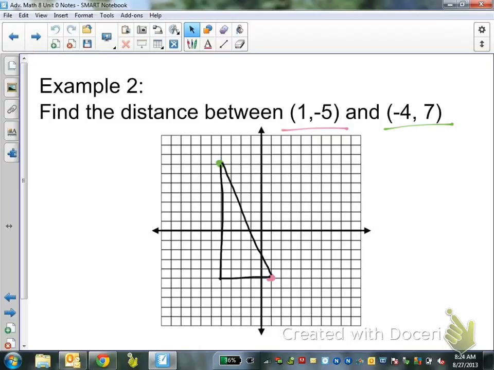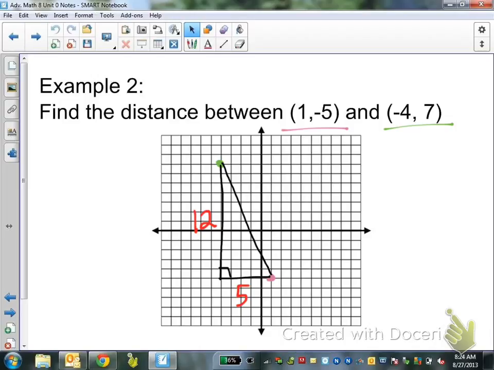Okay, so, ladies and gentlemen, what was the distance of this leg down here? 5. It was 5? 1, 2, 3, 4, 5. Yeah. Okay, and what was the distance of the tall one? 12. You guys all agree? Okay, so to plug this in, oh, I forgot to make this a right angle.